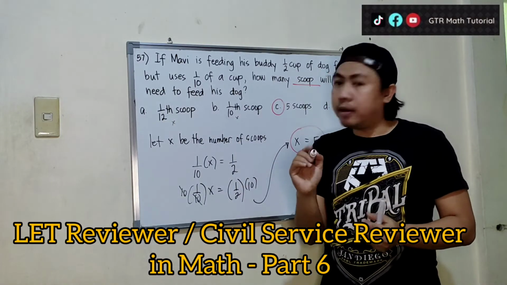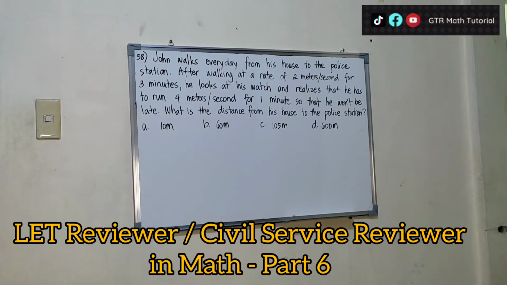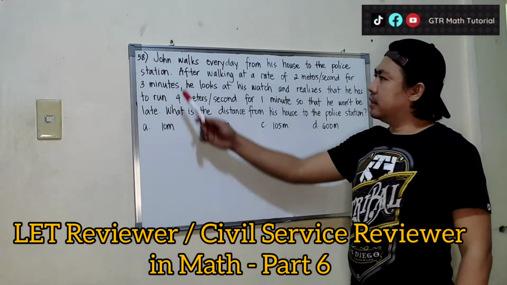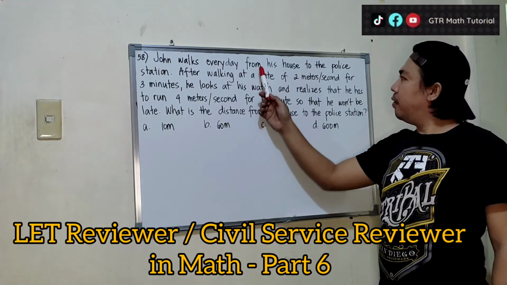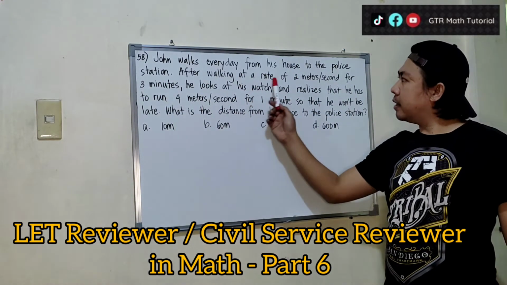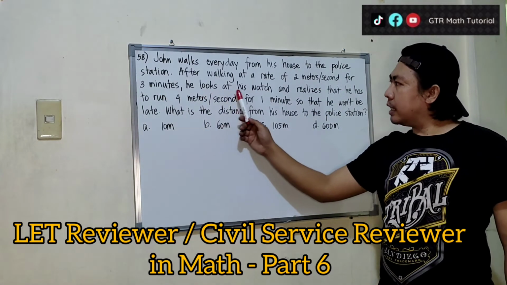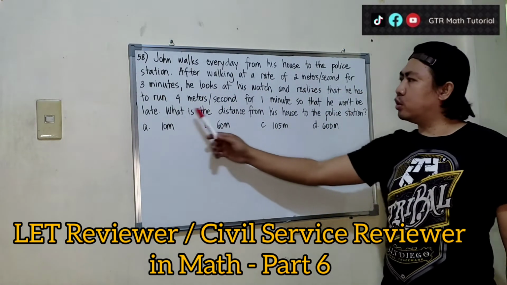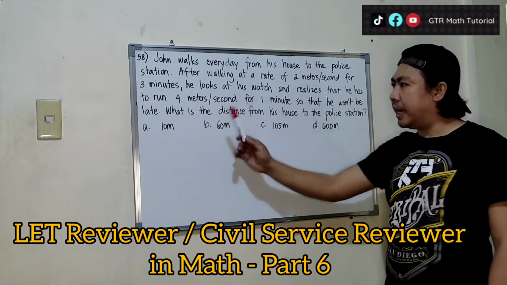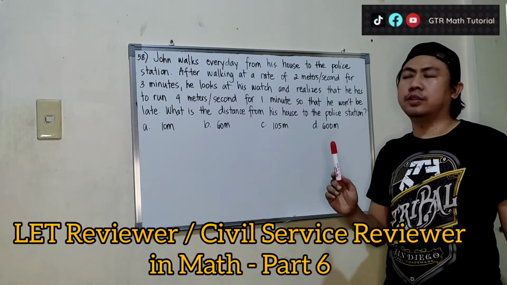Okay, next, number 58. So John walks every day from his house to the police station. After walking at a rate of 2 meters per second for 3 minutes, he looks at his watch and realizes that he has to run 4 meters per second for 1 minute so that he won't be late. So what is the distance from his house to the police station?